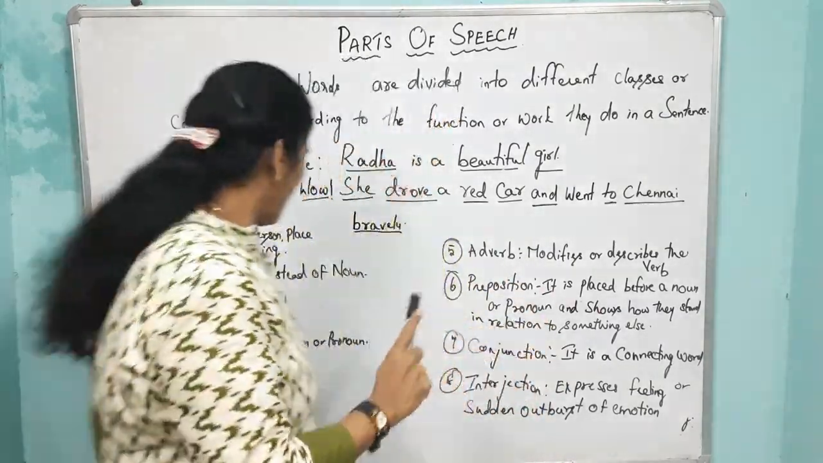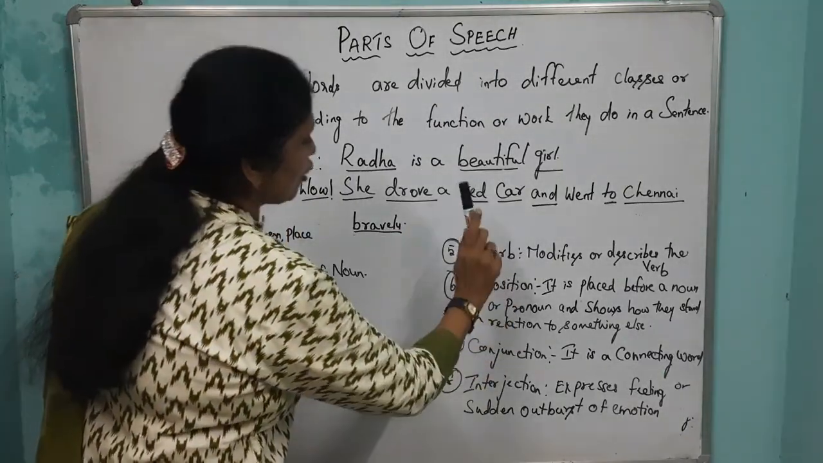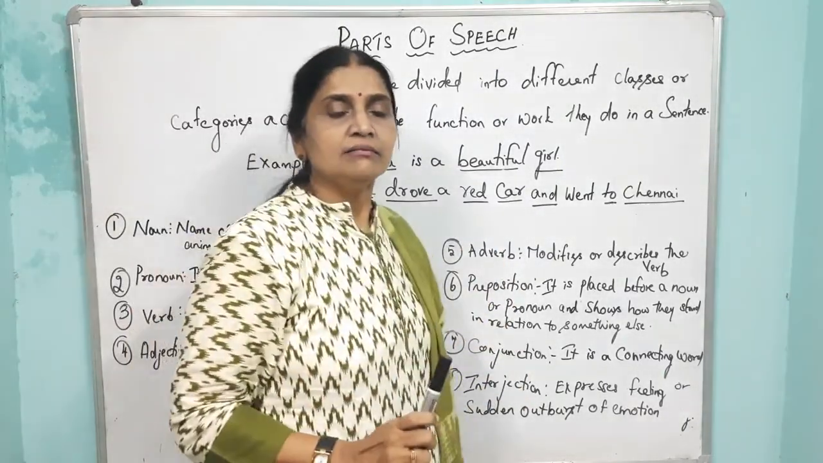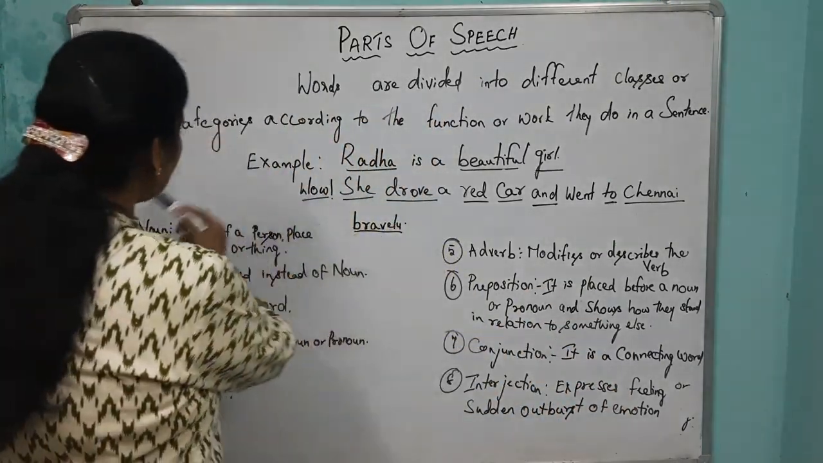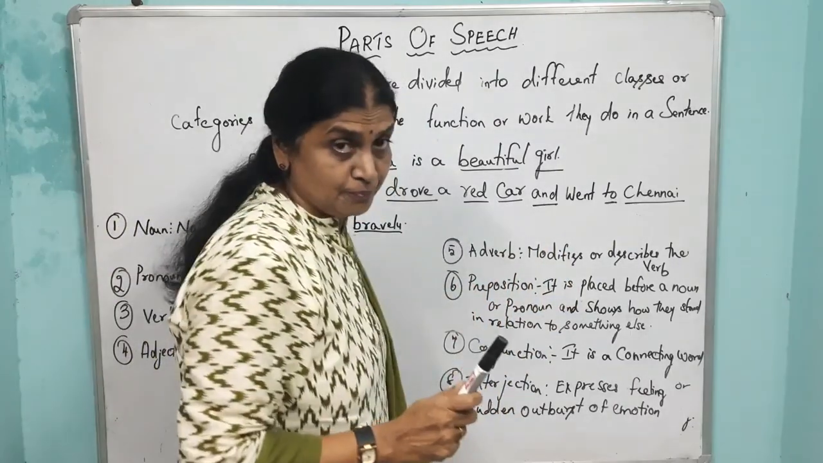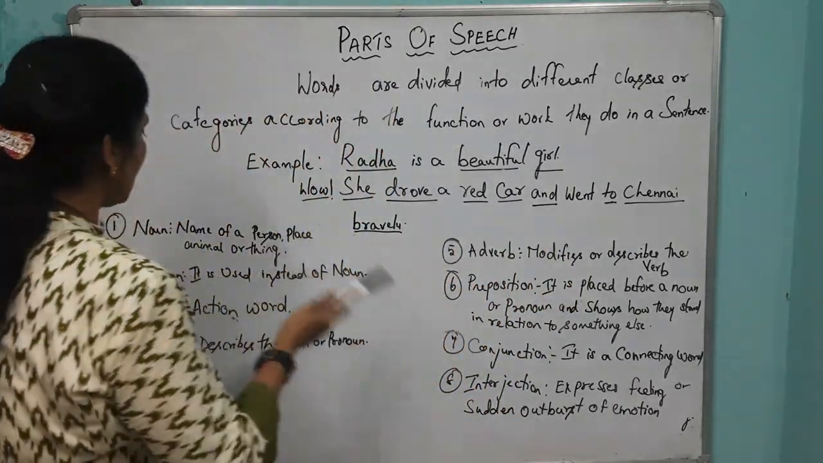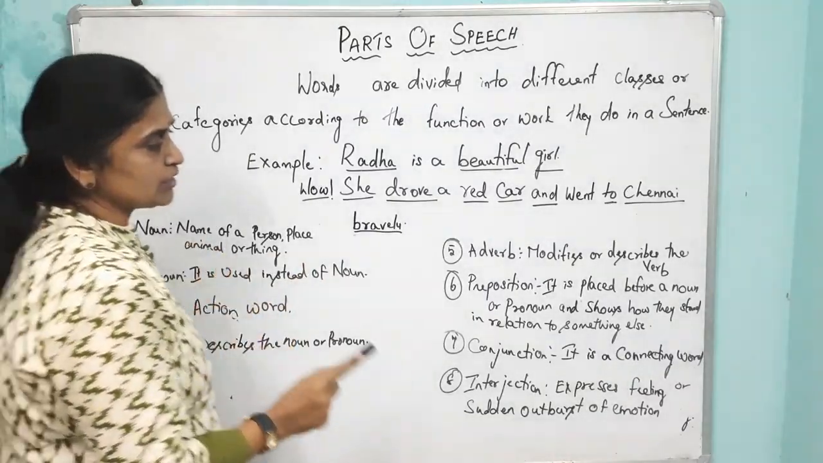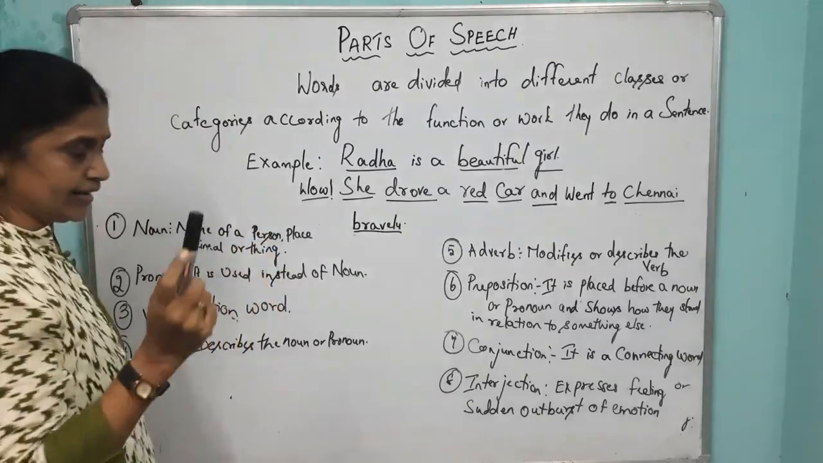Let's see that. Okay. Now, there are totally 8 parts of speech in the whole. Each one performs a different action, as I told you. So, how many parts of speech are there? 8 parts of speech. Now, let's see what they are.